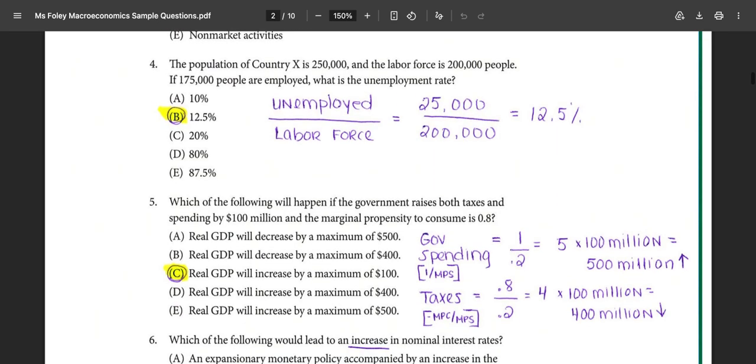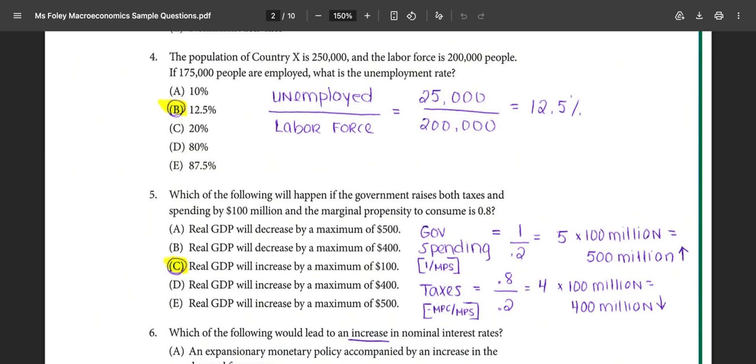Number 4, the population of country X is 250,000 and the labor force is 200,000 people. If 175,000 people are employed, what is the unemployment rate? So they're always going to give you usually population, the labor force. You need to make sure you remember what is the unemployment rate equation. And that is the number of unemployed people over the labor force.